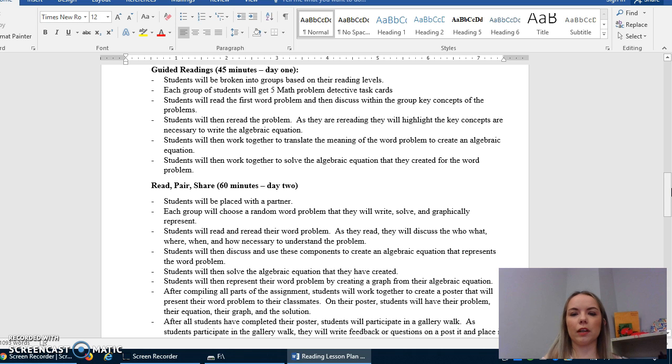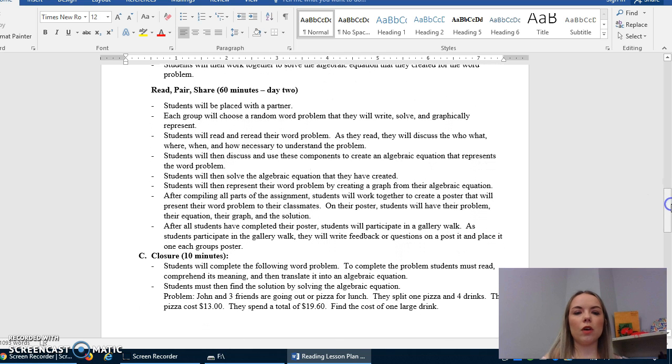Breaking the kids up by their reading level will allow me to differentiate the word problems I give them. It can allow me to maybe be more cautious with some of the word problems I use, and make sure I don't have any of those cultural references that some of my students may not know.